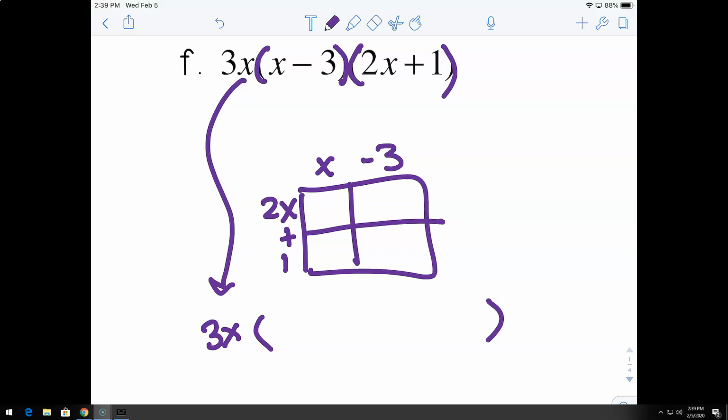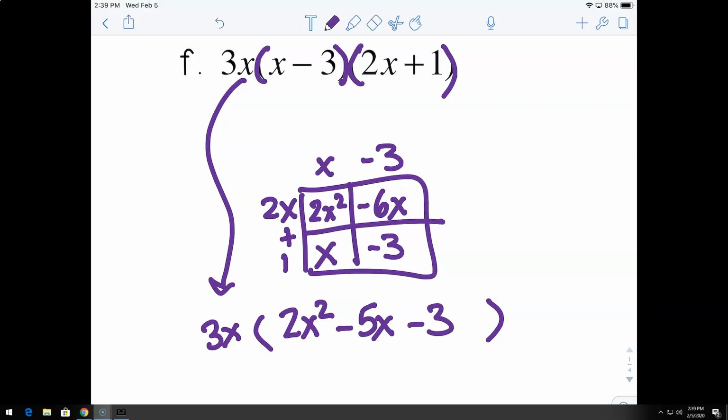Okay, so I have 2x times x makes 2x squared. I have 2x times negative 3 makes negative 6x. I have x times 1 makes x. I have 1 times negative 3 makes negative 3. This gives me 2x squared minus 5x minus 3.